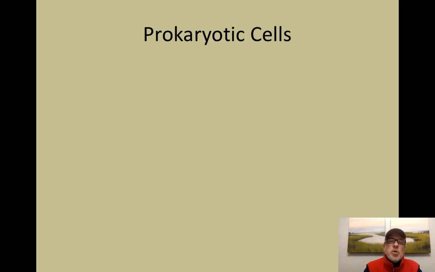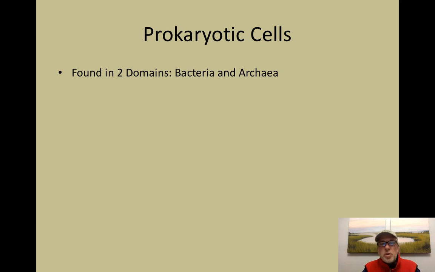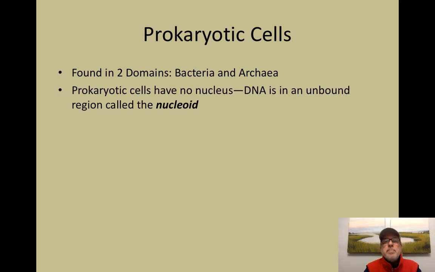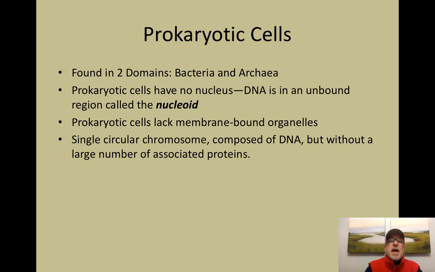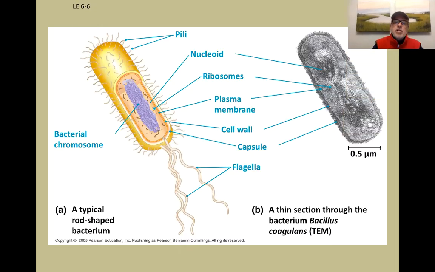So let's first look at prokaryotic cells. They're found in two domains, as you already know, the bacteria and the archaea. Prokaryotic cells do not have a nucleus. The DNA is in an unbound region, and we refer to it as the nucleoid, which means it's nucleus-like. Prokaryotic cells lack membrane-bound organelles, in other words, substructures in the cell that are contained within a plasma membrane. They have a single circular chromosome, which is composed of DNA, but does not have a large number of proteins associated with it.